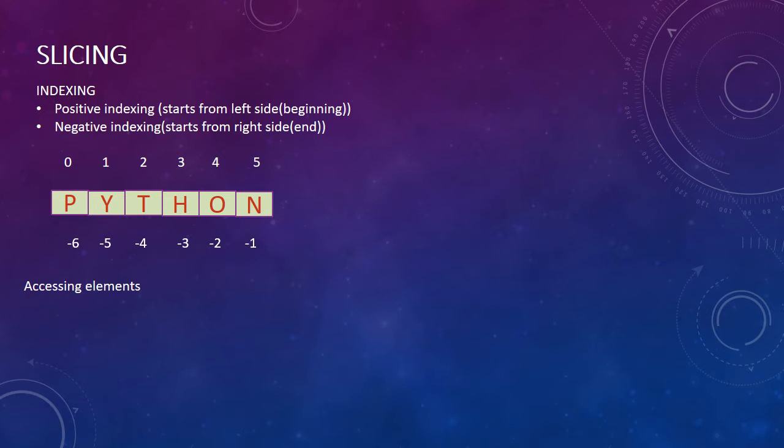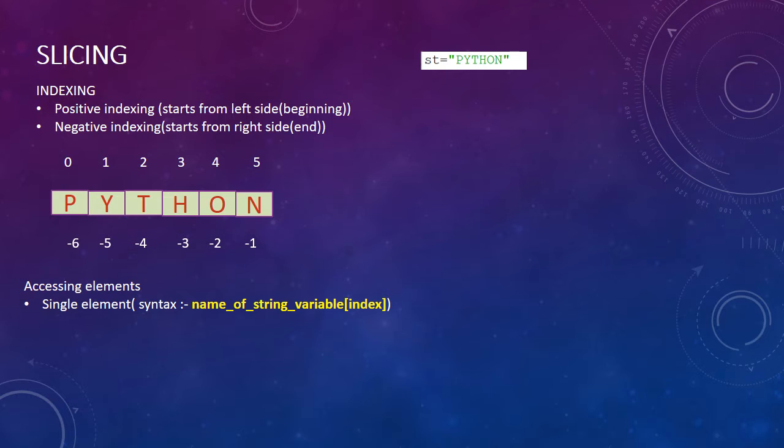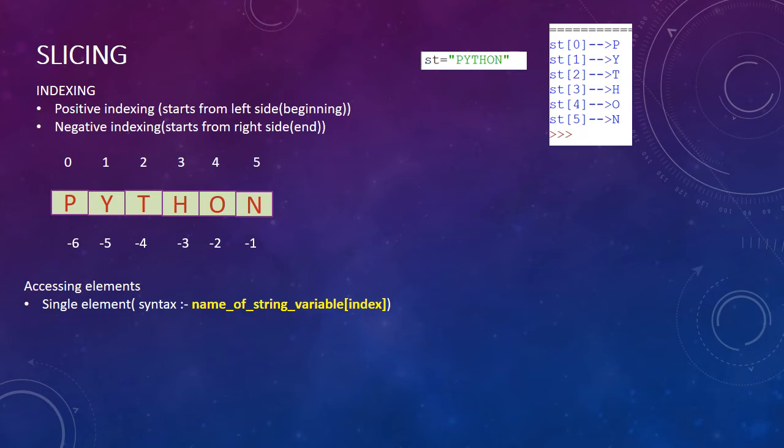Now next is how to access the elements of the string. So we have two methods. The first is accessing a single element from the string. The syntax is very easy. Simply the name of the string variable and then square bracket and then index. Just think of the variable st is equal to Python, and see how we have accessed here. st[0], that means in the zeroth index what is there? P. Similarly st[1] is y, st[2] is t. Remember the syntax: name of the variable, then square bracket, then index.